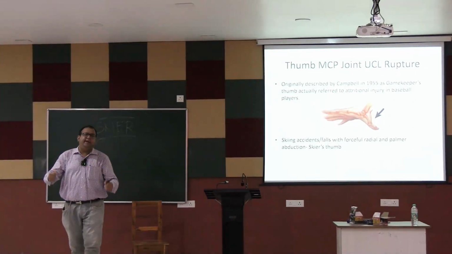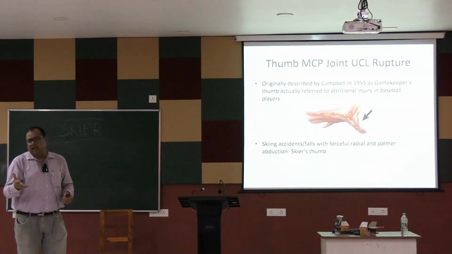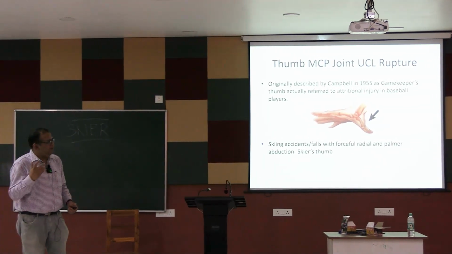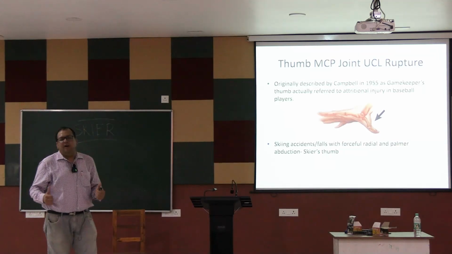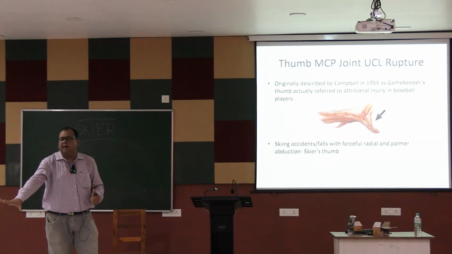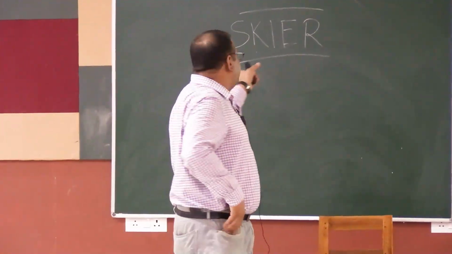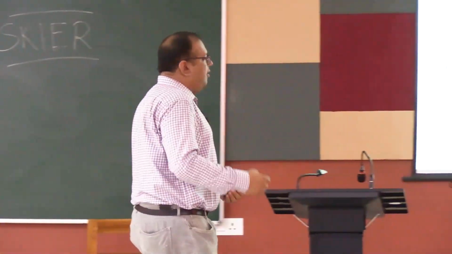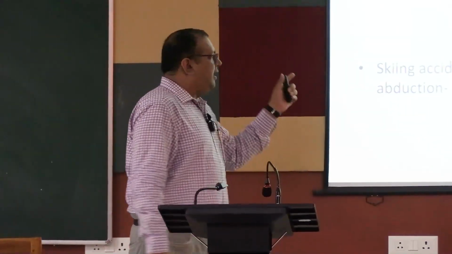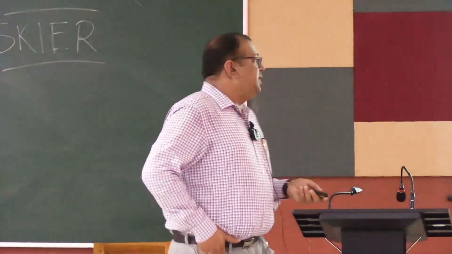Because people who ski in Switzerland, in any icy area, if they fall down, they land on their thumb first, and this causes an injury which is known as the skier's thumb. People who ski on icy slopes have this injury more commonly. That's why it's known as a skier's thumb.